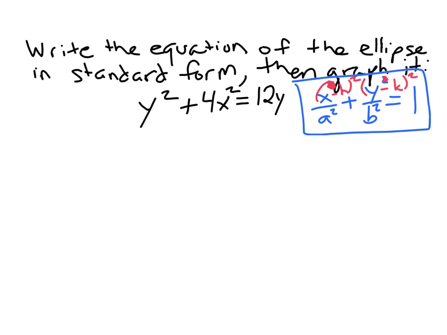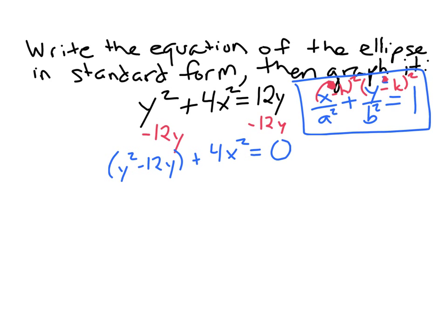So the first thing I would suggest here is to move the 12y over with the y squared here. In standard form, you want a y expression squared, just a single y expression squared. So you want all the y's contained in one parenthesis. So I'm shooting for that first. Y squared minus 12y, and then the 4x squared. And now that we've subtracted the 12y, this side is 0.